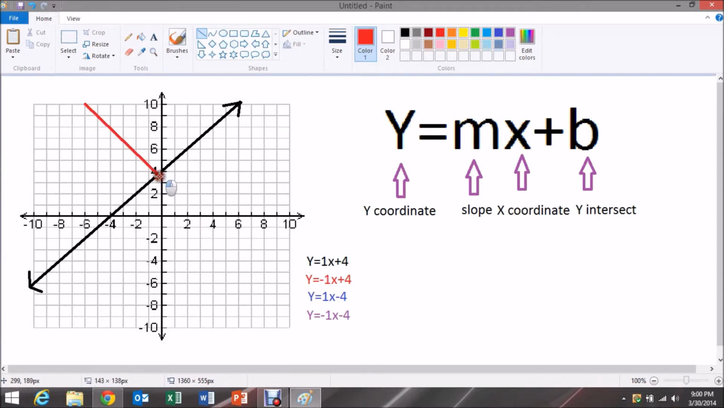So again, we'll just go straight through it. Make sure that your intercept is going through the 4. That is very important. Again, this one goes on for infinity.